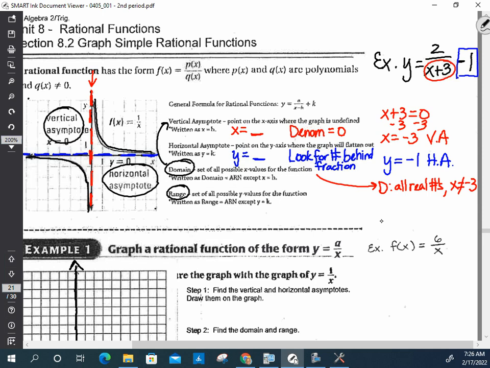Your range is based off of the horizontal asymptote. It's written very similarly: all real numbers, y cannot equal -1. So, vertical asymptote: take the denominator, set it equal to 0, solve it. Horizontal asymptote: look for the number behind the fraction, take it as is. The domain is based off of the vertical asymptote. The range is based off of the horizontal asymptote.